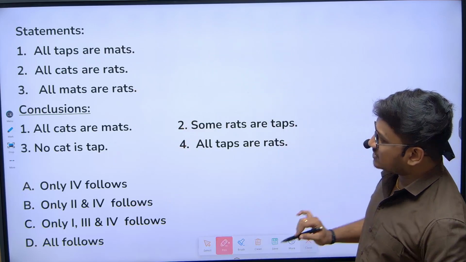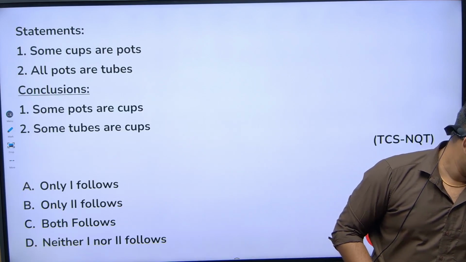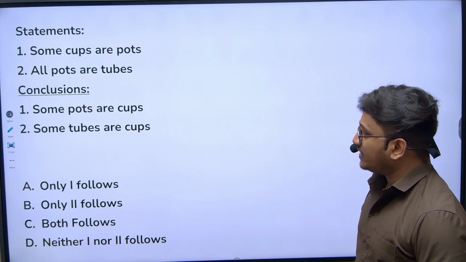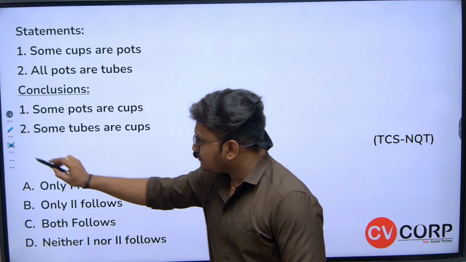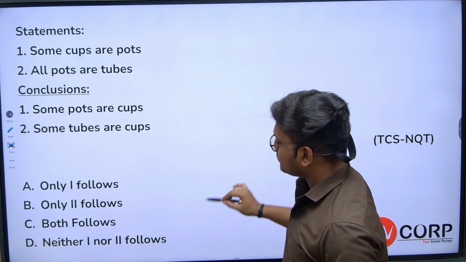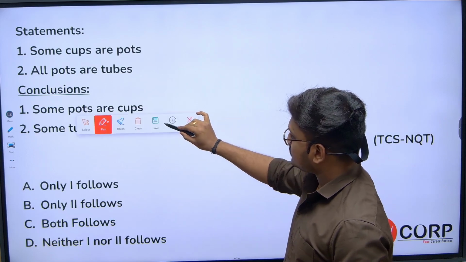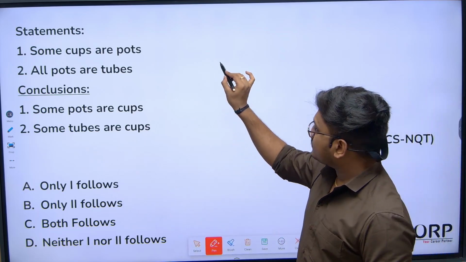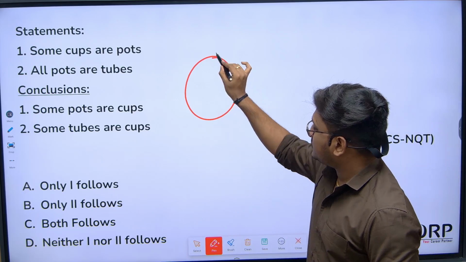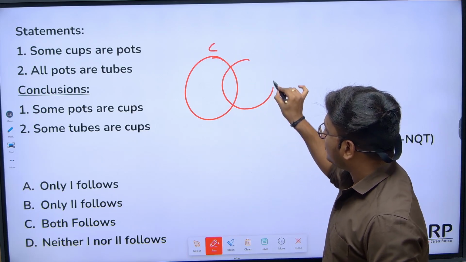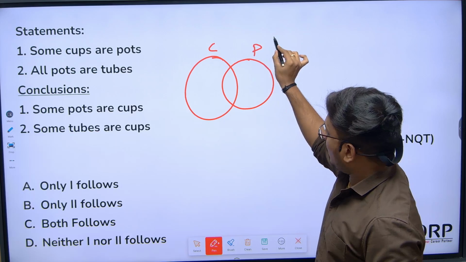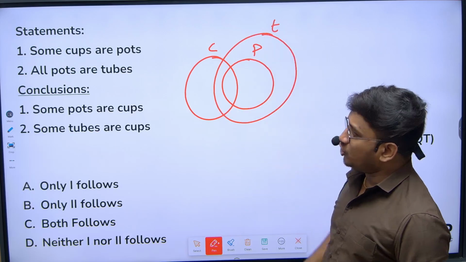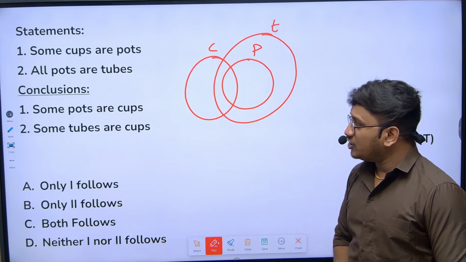Let's solve the next one. Some cups are pots. All pots are tubes.